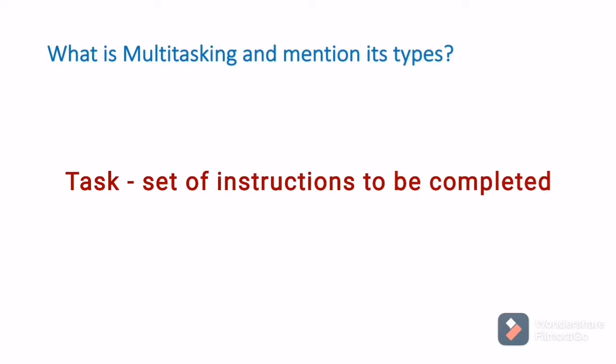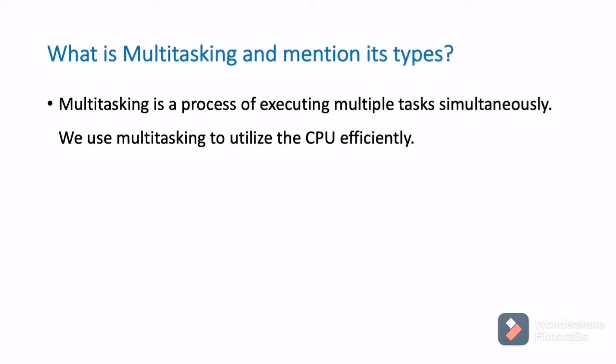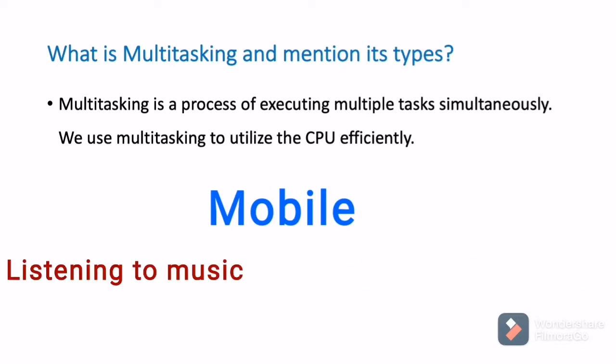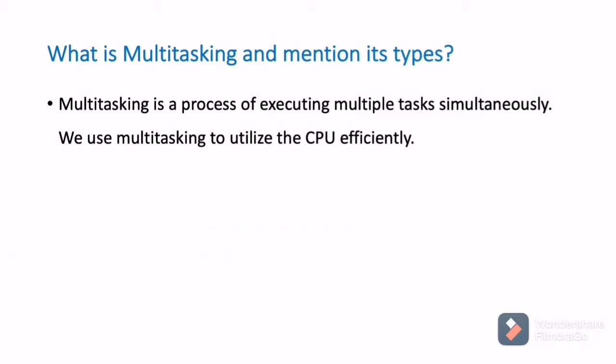Generally, a task means a set of instructions that needs to be completed. So multitasking means the process of executing multiple tasks simultaneously. And why we want multitasking is that it helps in utilizing the CPU efficiently. For example, we can take a mobile phone. In that, at the time we are listening to music, we can also use WhatsApp. So all those operations will be handled simultaneously. That is called multitasking.